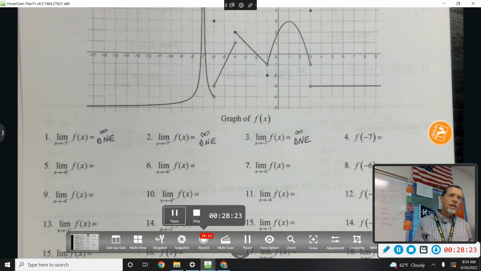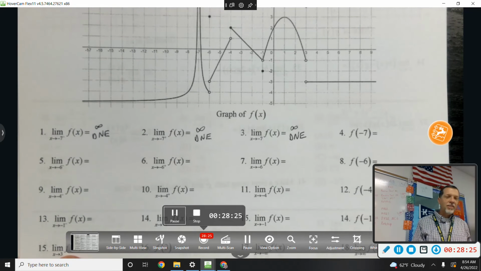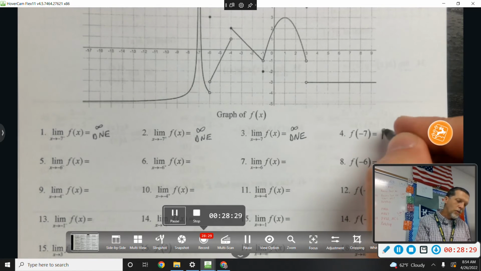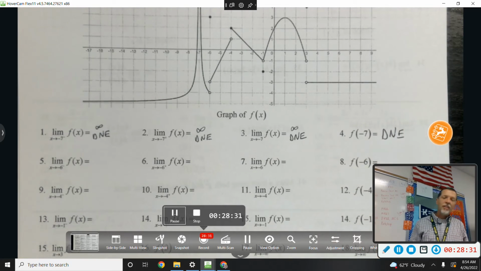How about f of -7? There should be no argument about this one. There is no function at -7, so that's a definite D and E.